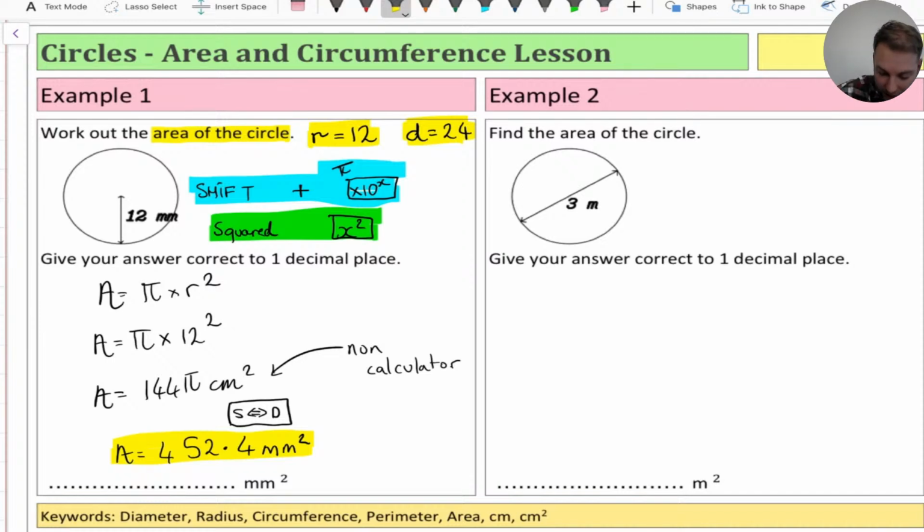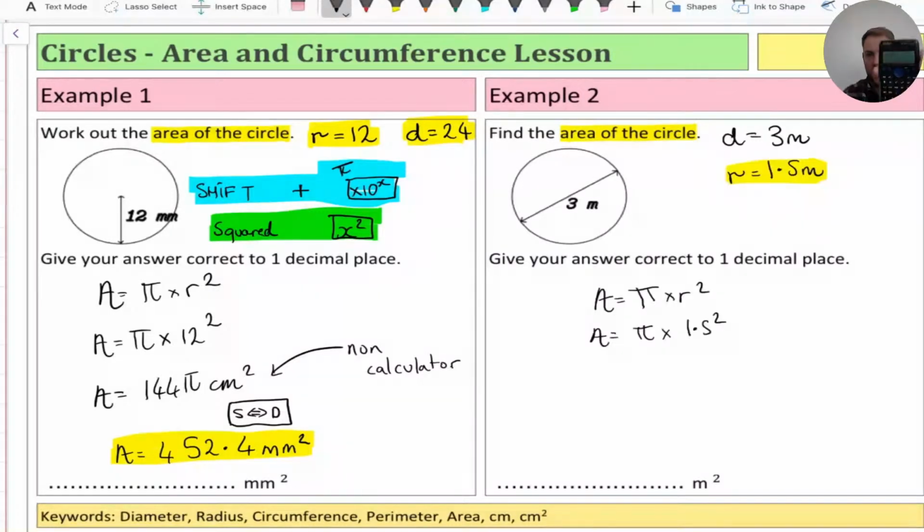For the one on the right hand side, it's a little bit different here, and the reason is because they're giving you the diameter first. So I know my diameter is equal to 3 meters. Again, it's asking you for the area of the circle. So my radius is equal to 1.5 meters. 1.5 squared, there it is.